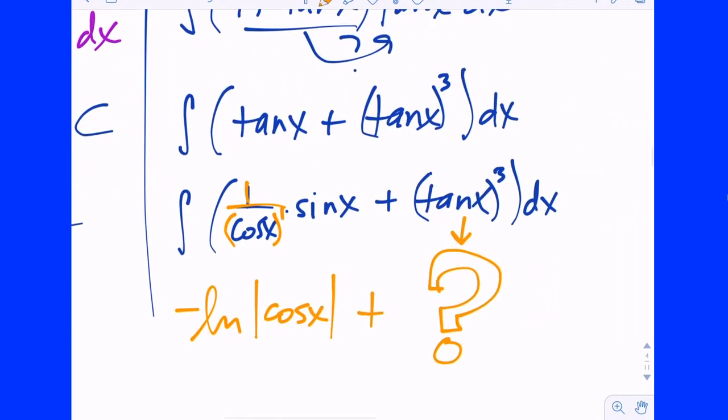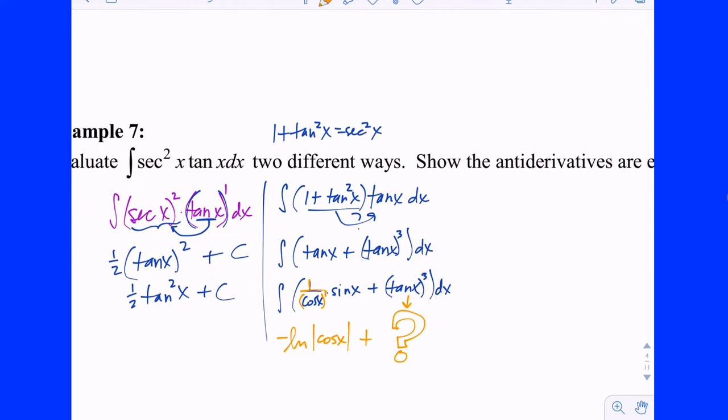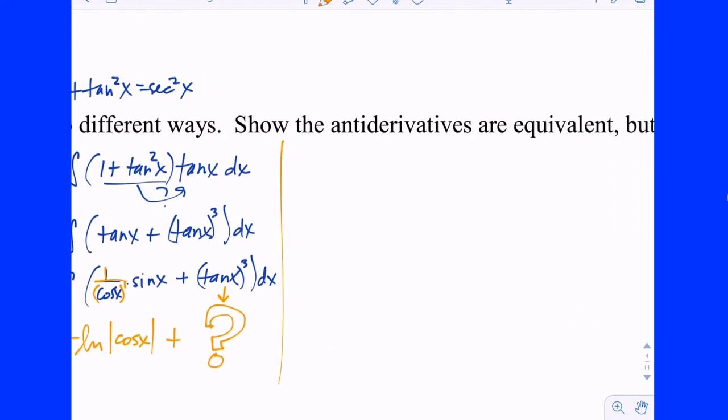Now that helps you with that term, but tangent cubed, I'm stuck. Because you can't just say the antiderivative is 1/4 tangent of x to the 4th, right? Because the derivative of tangent on the inside generates a secant squared, which isn't out there. So as fun as that was, it didn't get me anywhere. So what else can we do? What are we going to do?